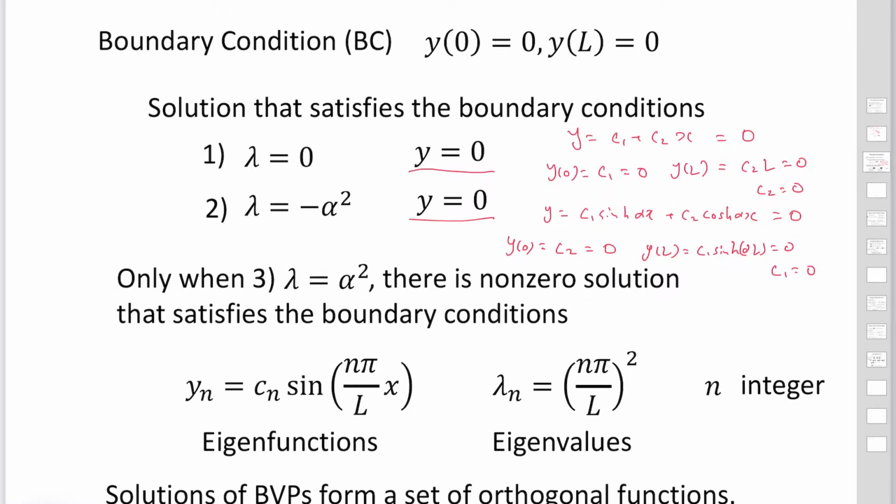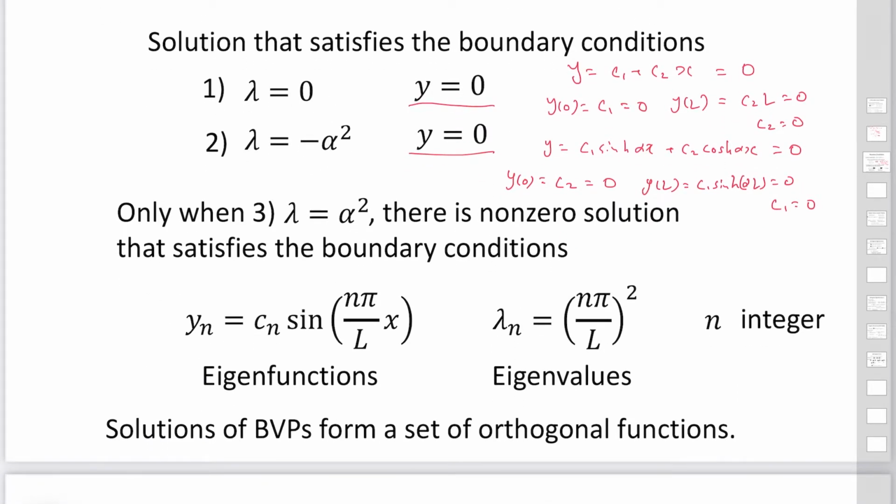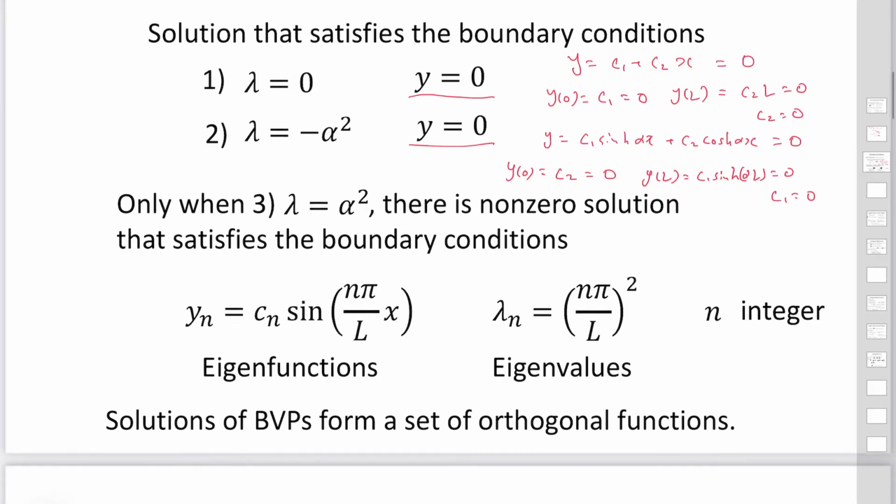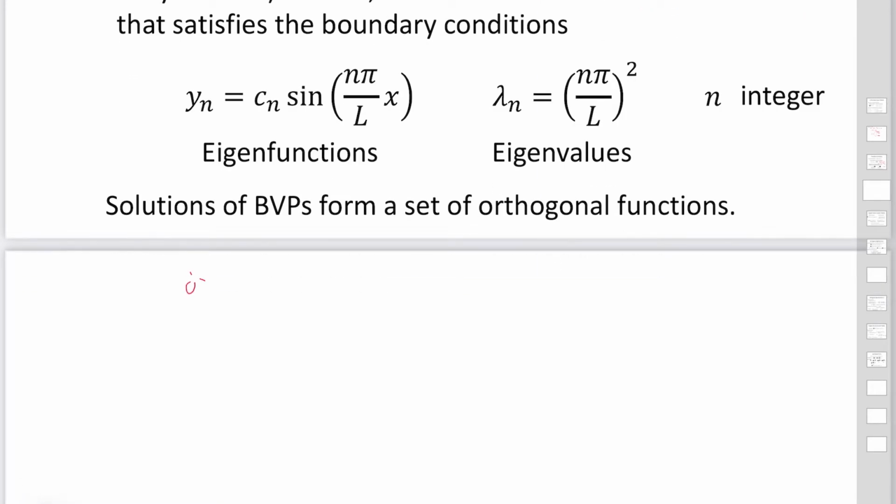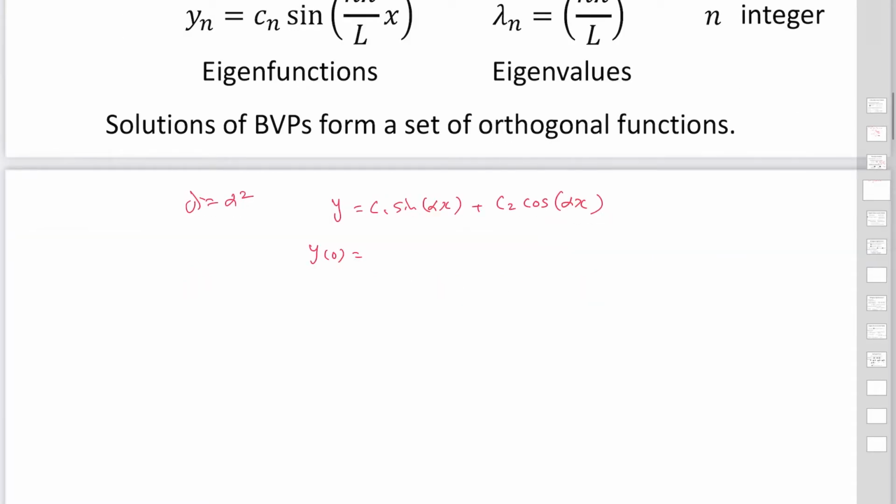But when you consider lambda as a positive quantity, alpha squared, there are non-zero solutions. Lambda is alpha squared. Then y is expressed as c sub 1 sine alpha x plus c sub 2 cosine alpha x. Then you can substitute: sine 0 is 0, so c sub 2 equals 0. Then for the second condition, y(L) is 0, so c sub 1 sine alpha L equals 0.